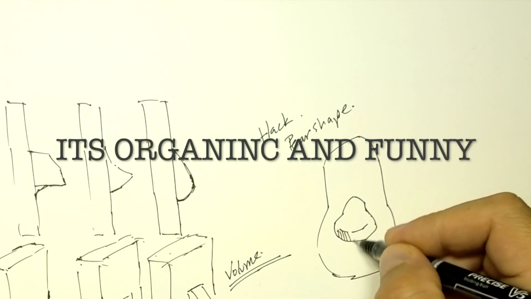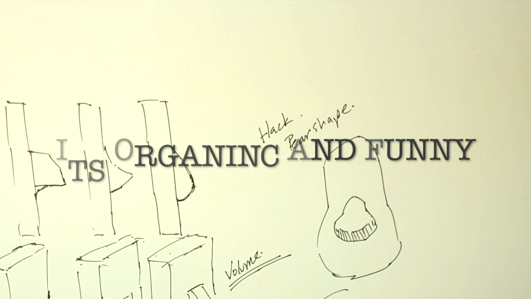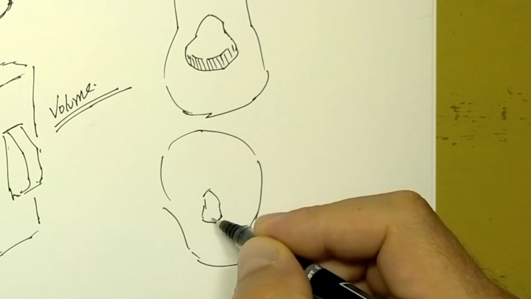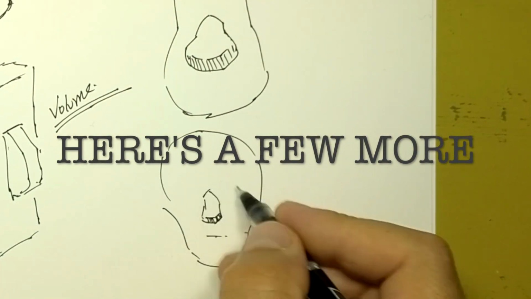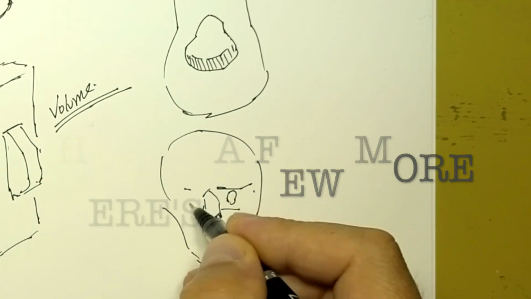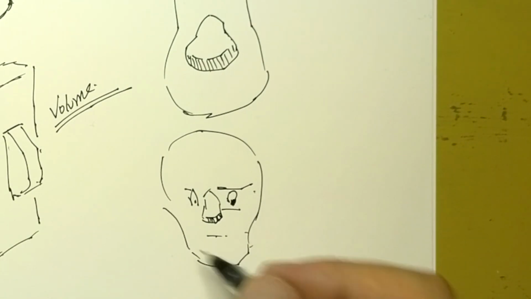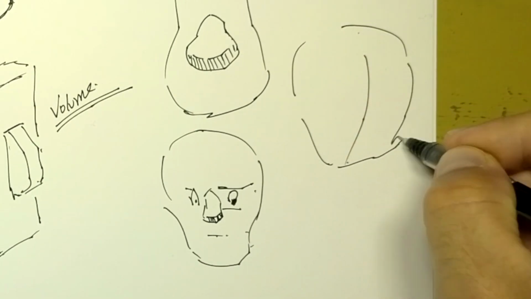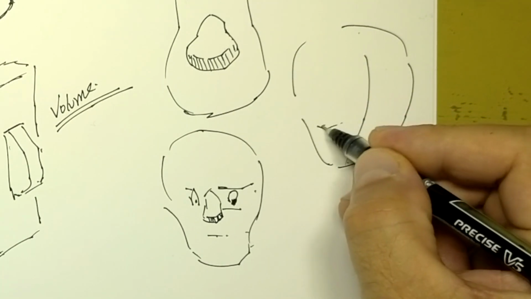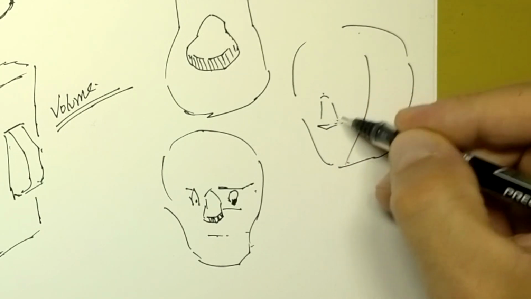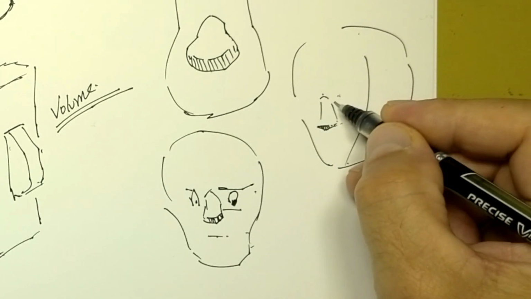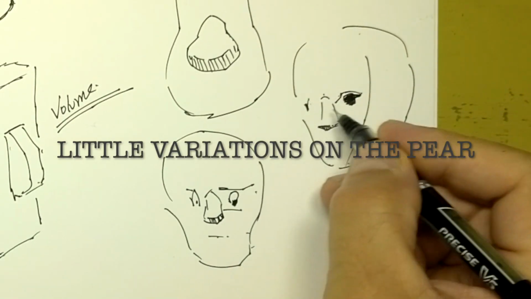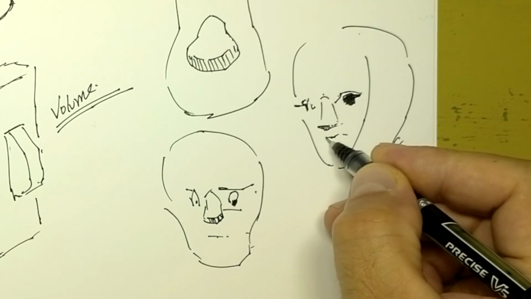Here's a kind of hack, using a pear shape as the nose. You see a lot of old-timey cartoon artists use a big old pear shape. This is a pear shape also, but it's not as exaggerated. You see me using the mask. Here's a more wedge-shaped head. And there, the pear has been whittled down. It's like a perfect little pear from the store.